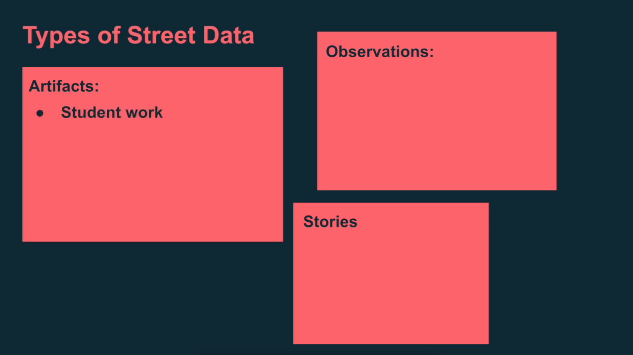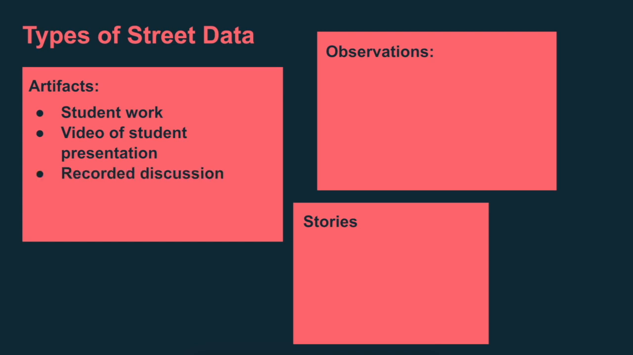Artifacts: student work, video of a student presentation. So either you go in a video or students record a video as a project or something that they've done. They could also present to you data that they've collected. So they're presenting to you kind of their student experiences, almost like a video journal. You could record a discussion from a class, from a focus group, a performance-based assessment task.